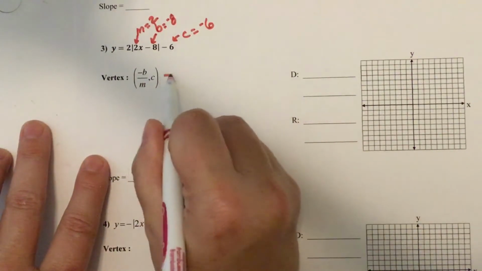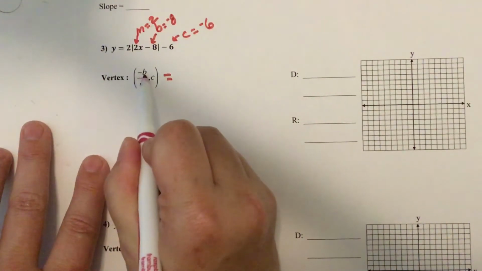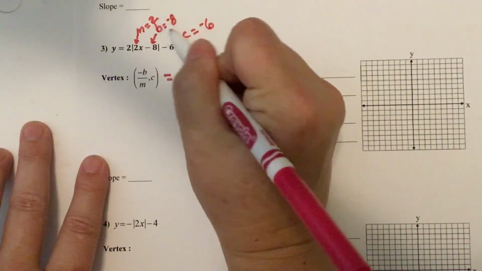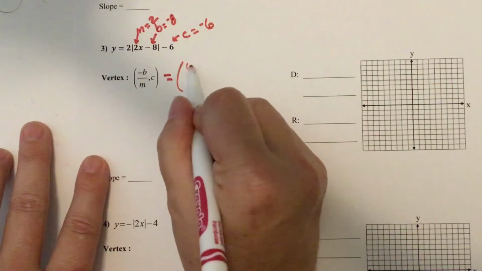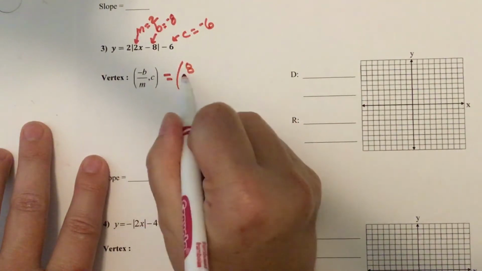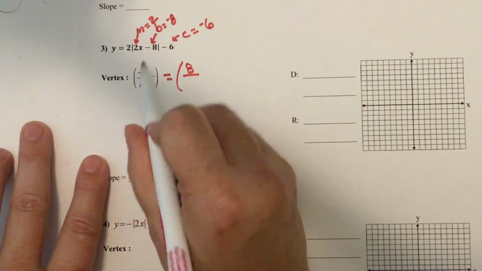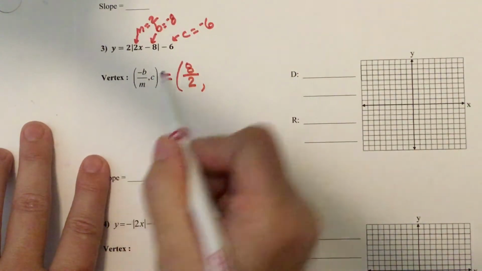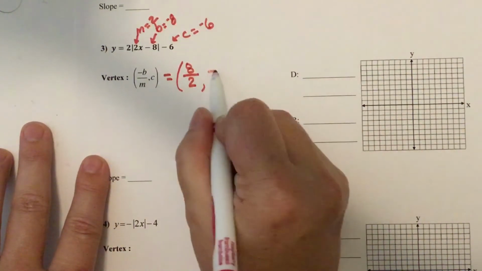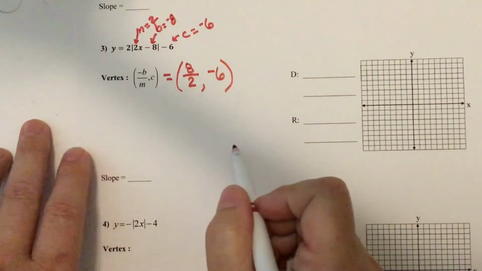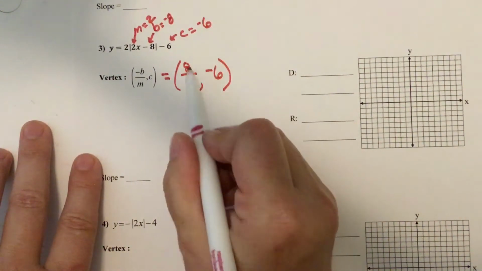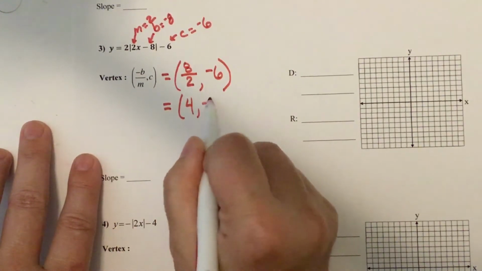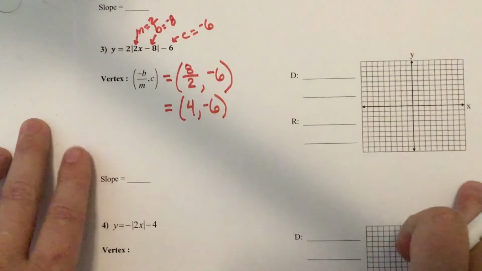All right, let's try it. It says take the opposite of B. So what's the opposite of a -8? A +8. Put your division bar. Now, who is M? M is 2, comma. Who is C? C is -6. It's what's added or subtracted. Now, let's clean it up. What is 8 divided by 2? 4. So we have 4, comma, -6. All right, that's my vertex.